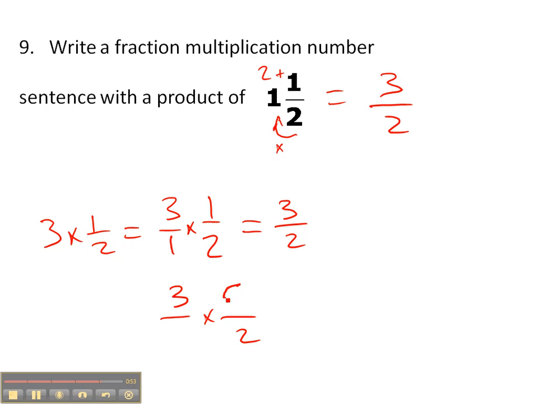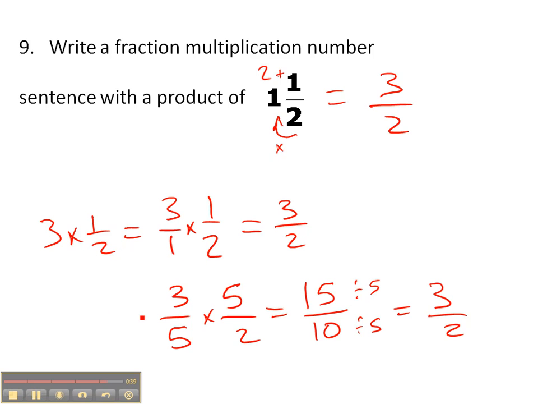I could have 5, because when I multiply across, I'll get 15 over 10, and then dividing by 5, I get 3/2. So this would be 3/5 times 2 and 1/2, because 5/2 is 2 and 1/2.